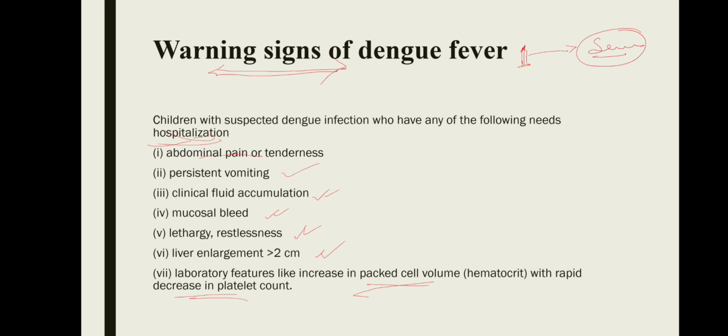That means there is rapid fluid loss. And if there is a decreased hematocrit along with decreased platelets and the child has entered into shock, that means there is rapid bleeding. So these are the 7 warning signs. If any of the warning signs is positive, you have to hospitalize the child.